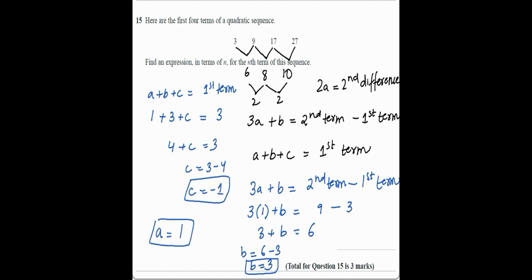So the nth term formula will look like this. Tn equals, because the general form of the quadratic nth term is an squared plus bn plus c. Therefore, it will look like this. a means 1, so 1n squared plus bn. b is 3, so it will become 3n plus c, which means minus 1. So n squared plus 3n minus 1. So the sequence is n squared plus 3n minus 1.